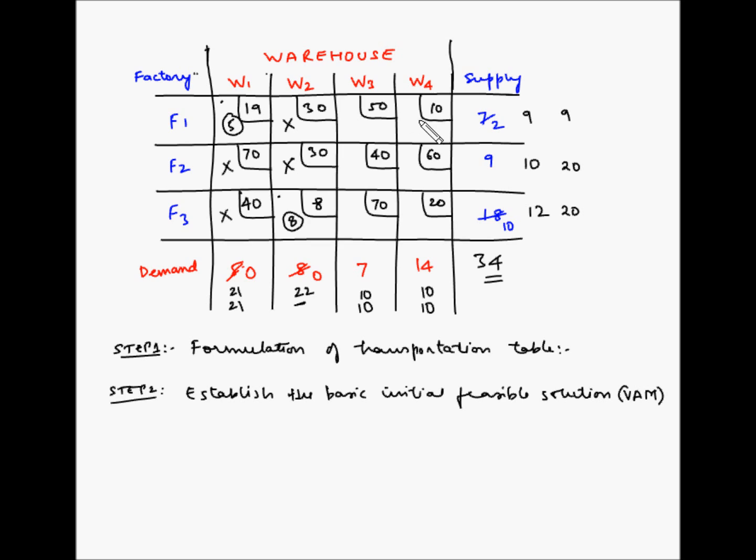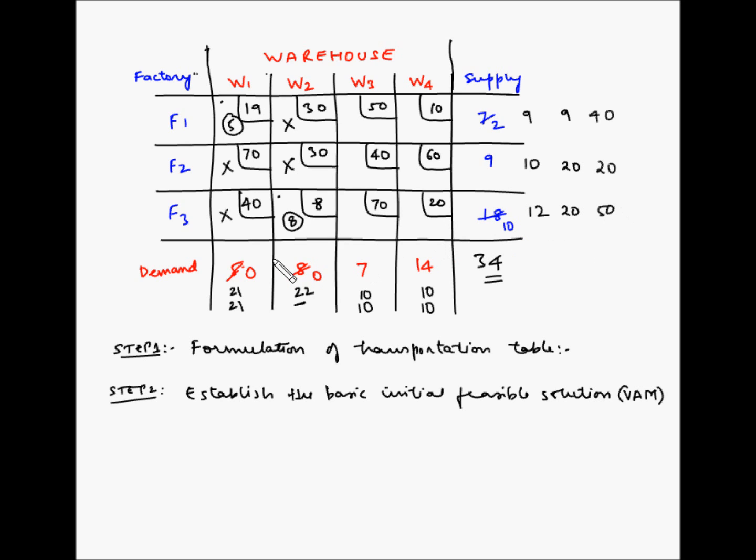So for the first row, the lowest is now 10 and the next lowest is 50. So the opportunity cost is 50 minus 10, which is 40. In case of the second row, the lowest is now 40 and the next lowest is 60. So the difference is 60 minus 40, which is 20. In case of the third row, the lowest is now 20 and the next lowest is 70. So the difference is 70 minus 20, which is 50.